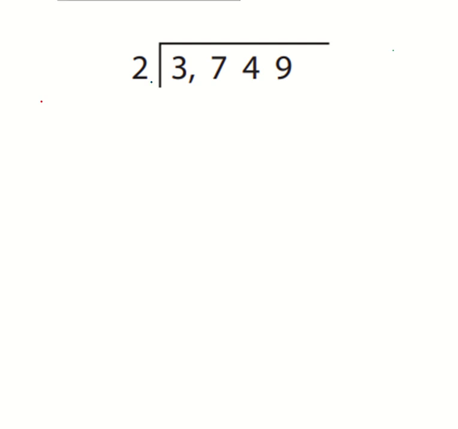First of all, how many times will 2 go into 3? Well, we know 2 will go into 3 one time. 1 times 2 is 2. And then, of course, 2 subtracted from 3 is 1. We have a number to the right. We can go ahead and pull that down. And we have 17.